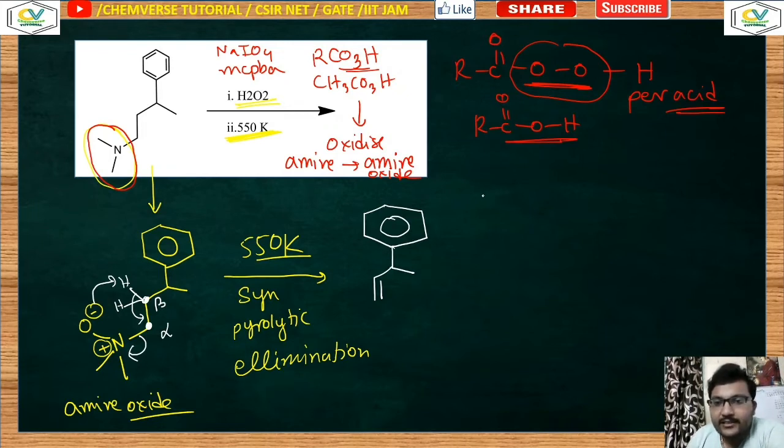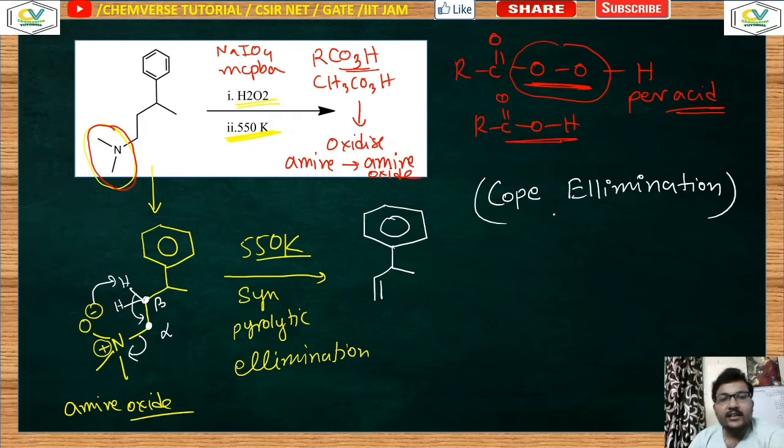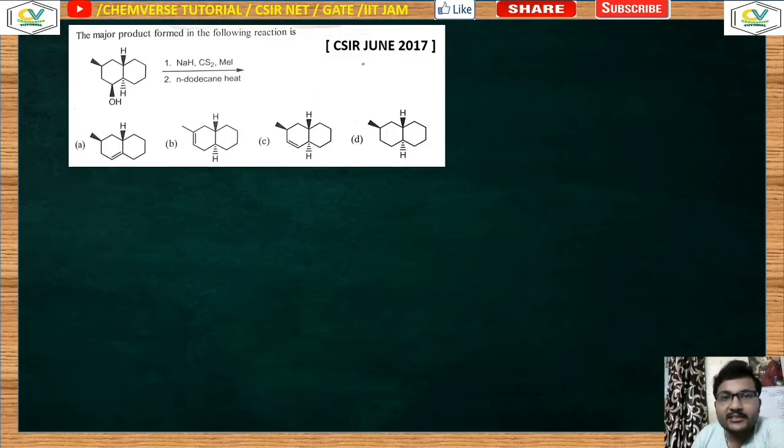So this reaction is nothing but Cope elimination. This is your Cope elimination reaction. Extremely important reaction, and it is often used for the generation of the alkene. Clear? Let's move on to this question. This has been asked in CSIR NET June 2017.